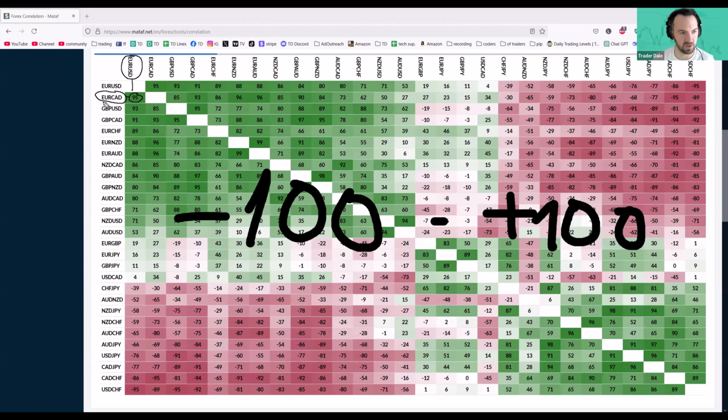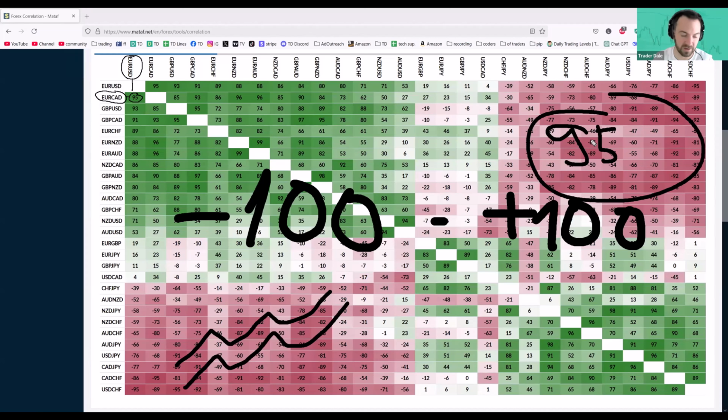Since this correlation between Euro Canadian dollar and Euro dollar has correlation of 95, that means that they are heavily correlated. That means that they move almost the same way, right? So if the Euro Canadian dollar is moving like this, then Euro dollar will look like this, right? This is positive correlation. If it's 95, they move like 95% the same, right?